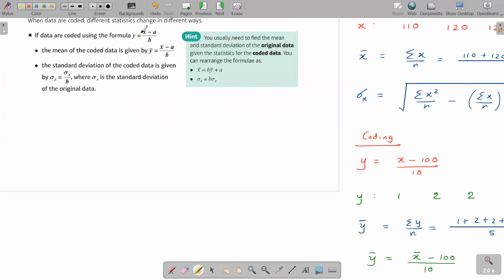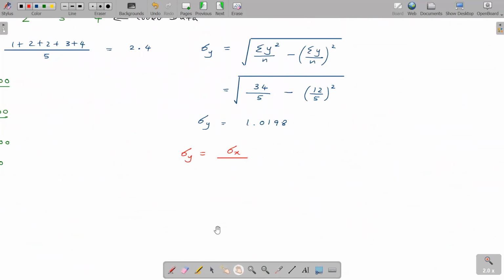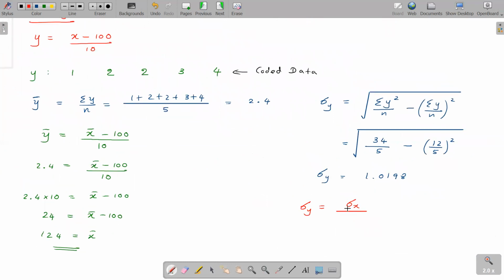Compare these two. Can you see? Y has become sigma y. X has become sigma x. Can you see? And the division b is there. But the minus a is not there. Do you see? Okay, so we'll go with that. So here sigma x over 10. The minus 100 will not be there. Do you agree with me?